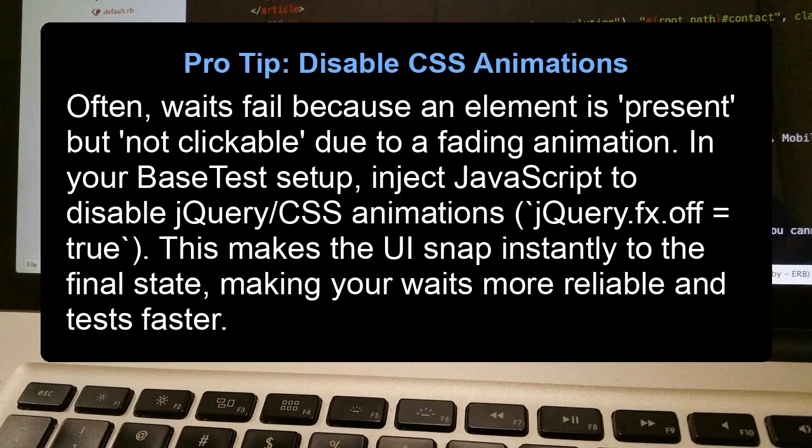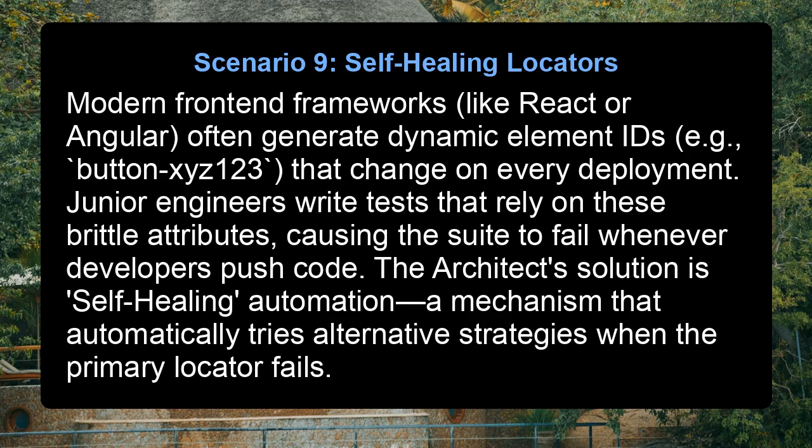jQuery.fx.off equals true. This makes the UI snap instantly to the final state, making your waits more reliable and tests faster. Scenario 9. Self-healing locators.